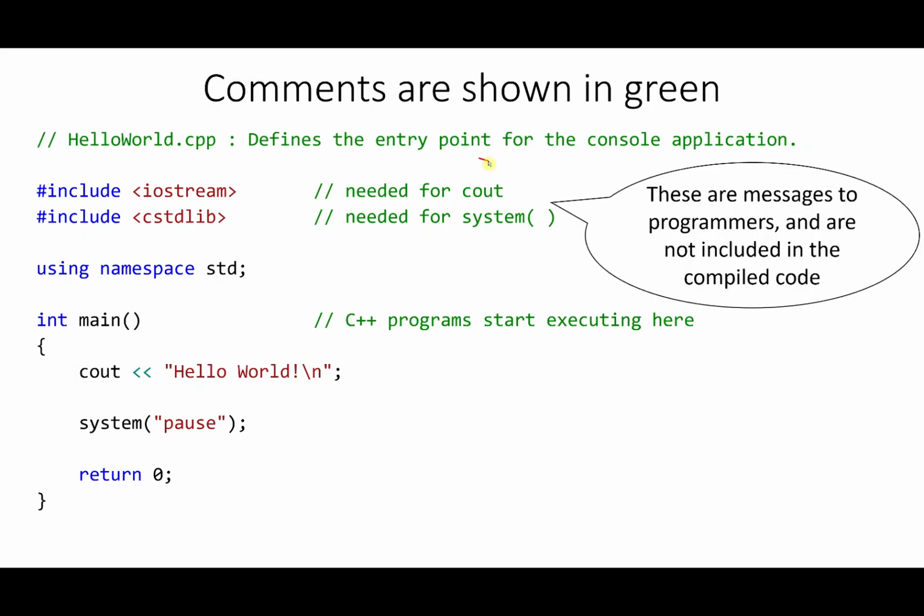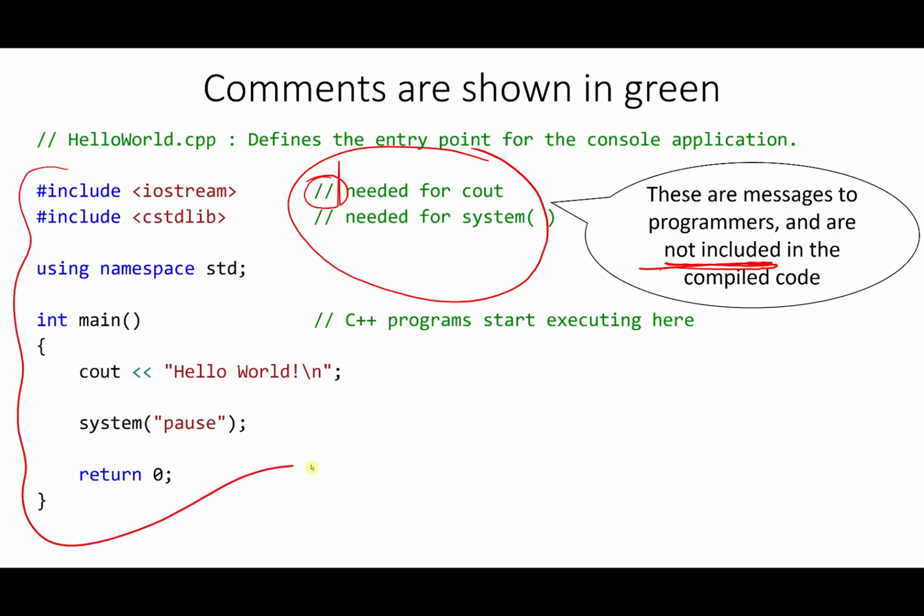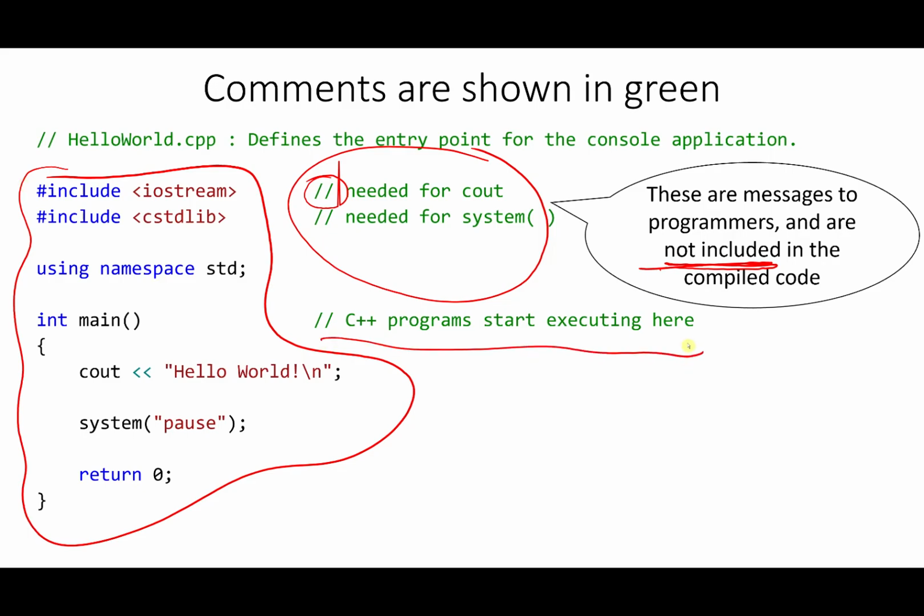When you see something in green in here, those are words or statements following the two forward slashes. Those are comments. Comments are not included in the compiled code. From CS110, you know the building process, which I'm also going to mention today. You know that your source code is going to be converted into machine code, or to be more accurate, into an object code. So those green lines, those comments, are not going to be included in the compiled code.